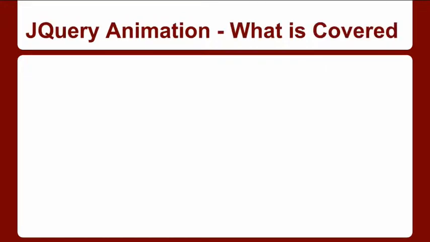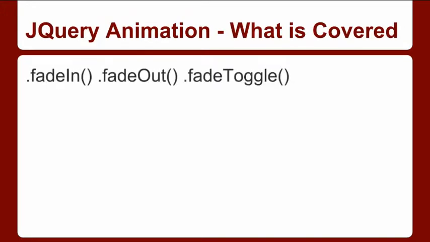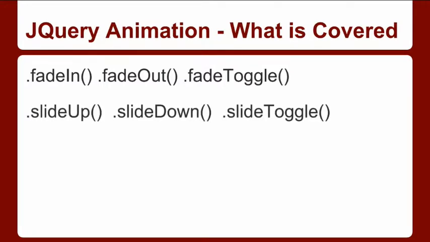Once you've got all that done, let's talk a little bit about what we're going to cover in this tutorial before we actually get to it. I'm going to cover the fade options: fade in, fade out, fade toggle, the slide up, slide down and slide toggle options, as well as the animate option. Let's take a look at all these in a bit more detail.